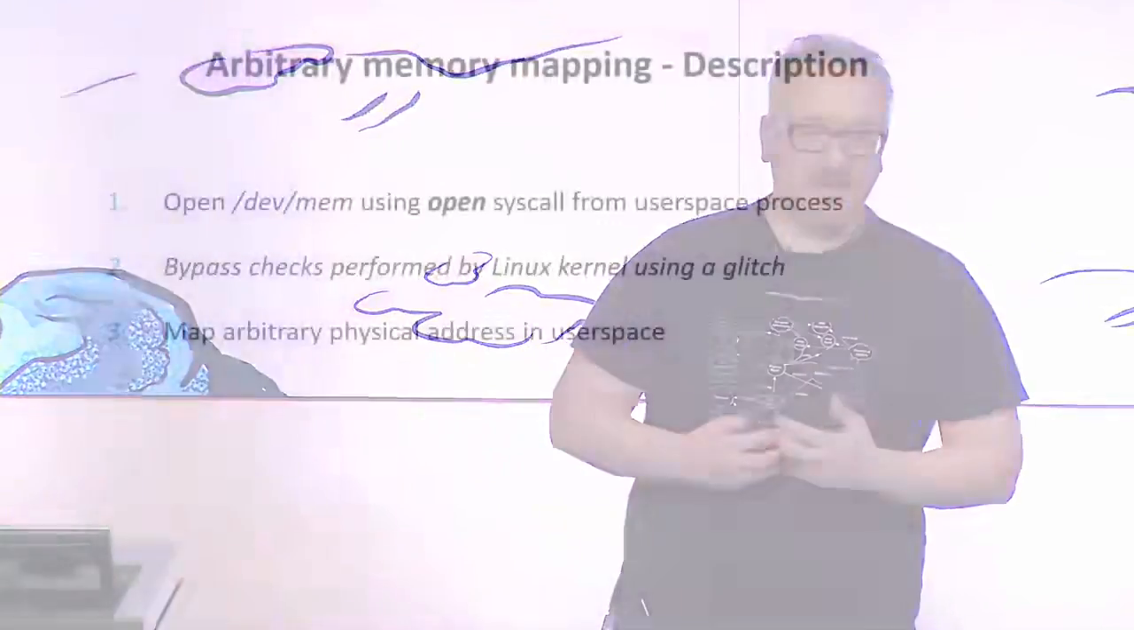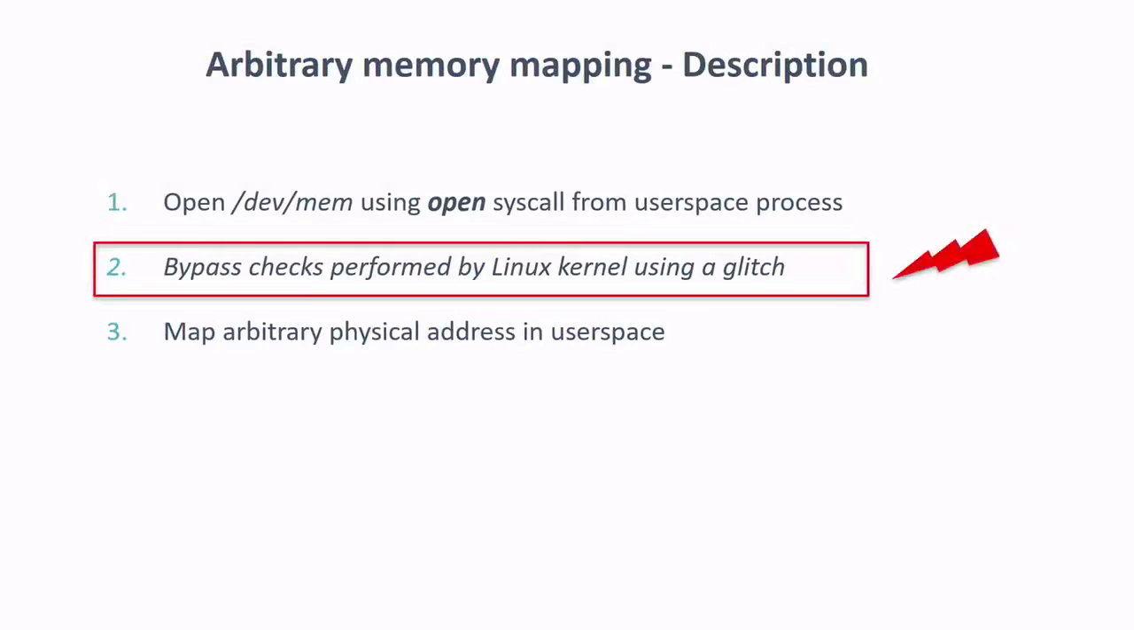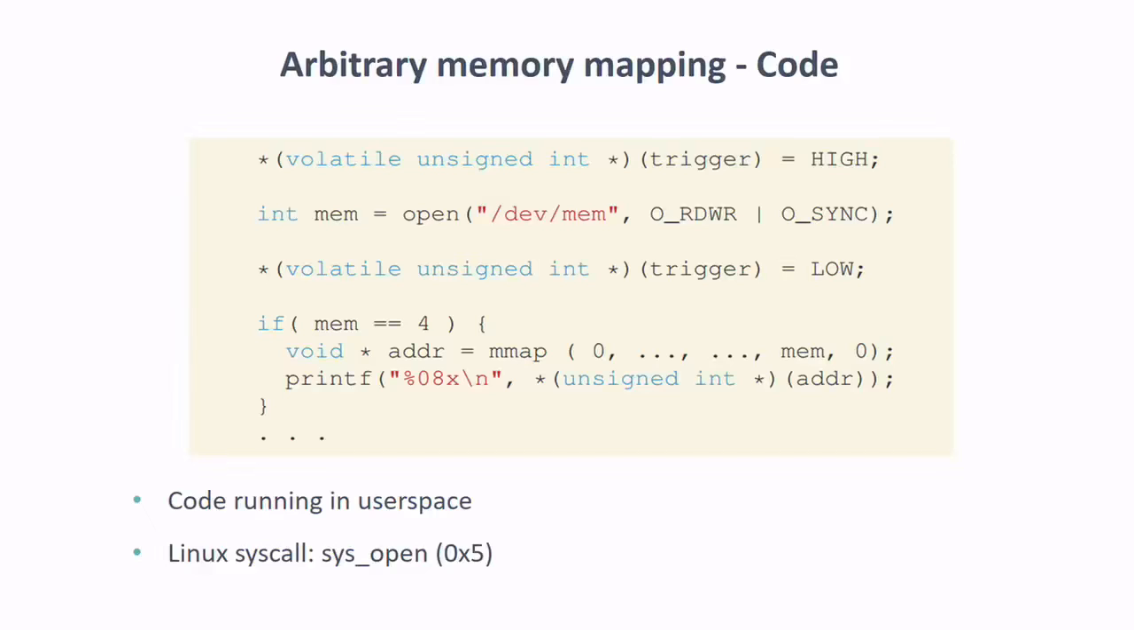So the goal would be that we try to open that from user space many times. We try to bypass the check performed by the Linux kernel using a glitch at that point in time. And then, if we are lucky, we are able to map arbitrary physical memory in user space. So the plan is that we actually make the system call, we try to glitch there, and if we have a good attack, that means that we have full kernel memory access from user space. And let's see what happened.